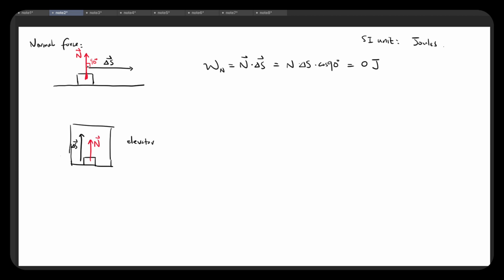Now in this case, if I calculate the work done by such a normal force on this object, then I have a 0-degree angle, so we get a nonzero value as the work done by the normal force. So again, it's not necessarily 0. It actually depends on the object's motion, its velocity direction, and that together with the force direction determines the work.